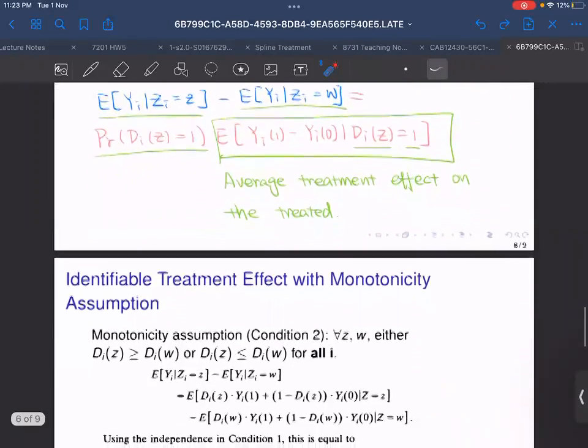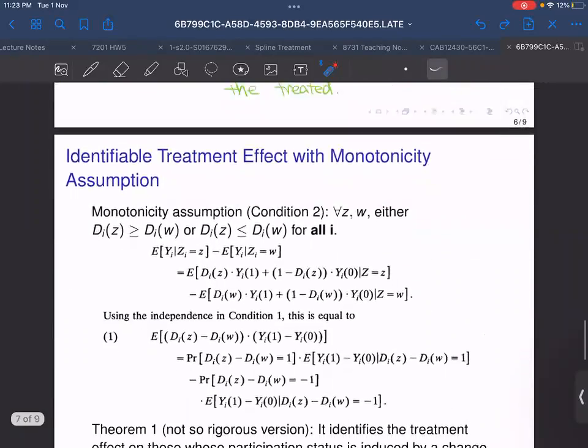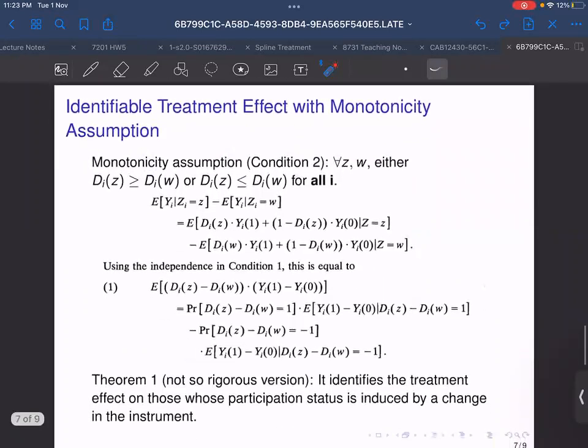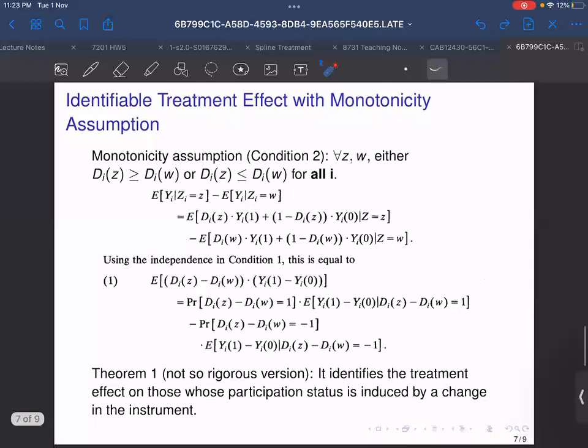Okay, so enough digression. Let's move on. Those two are assumptions that we make, but they may not be reasonable. So here is another assumption that we can make, which is proposed by Joshua Angrist and Guido Imbens. And this assumption may be pretty applicable to the example that I'm giving right now. We call it the monotonicity assumption. So what is the monotonicity assumption?